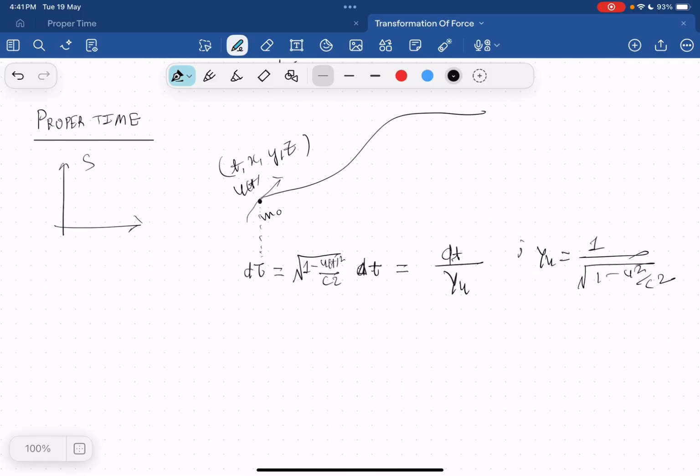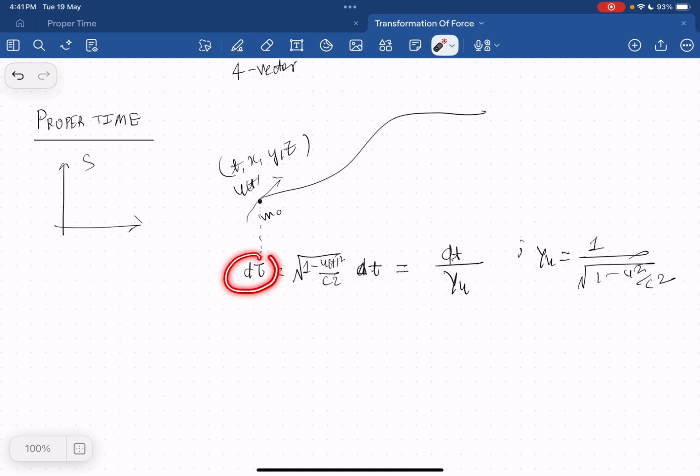So this d tau is nothing but the infinitesimal proper time elapsed, which is the time elapsed in the clock of the particle itself. So this is actually the time elapsed in the frame which is moving with the particle itself. So this proper time is always lesser than the coordinate time. Now this was with respect to frame S.